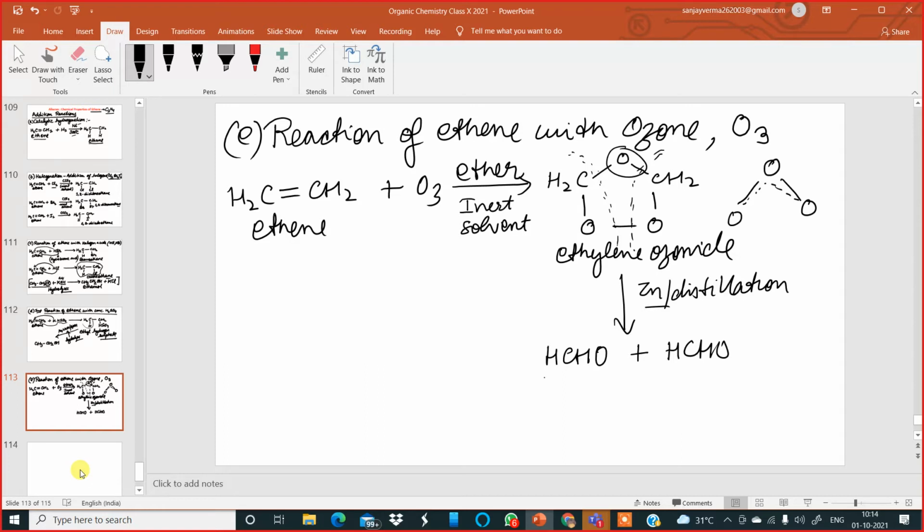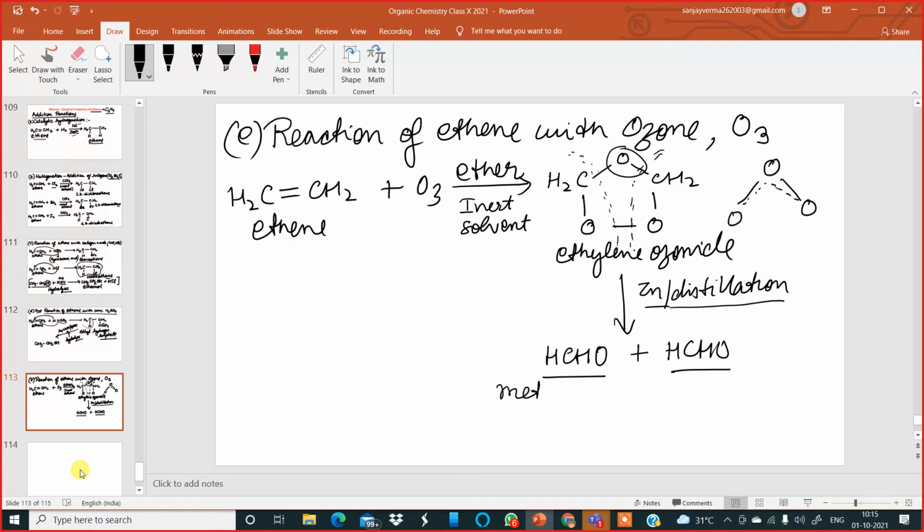So here ozone, when reacted with ethene, produces ethylene ozonide, a cyclic compound. Now this cyclic compound, heated with dry zinc, gives two molecules of aldehyde. Aldehyde. This is the correct IUPAC name is methanal.